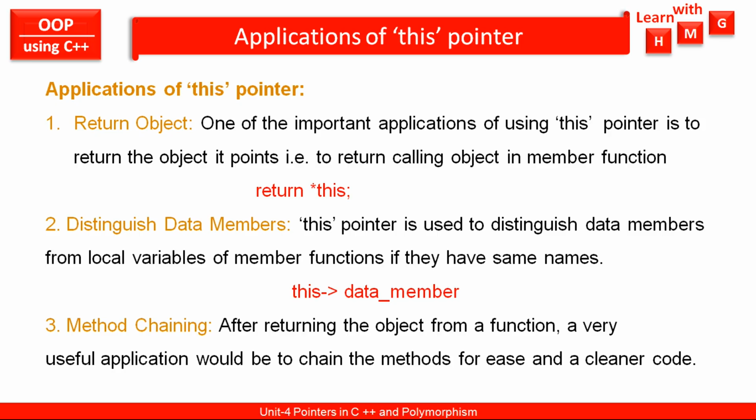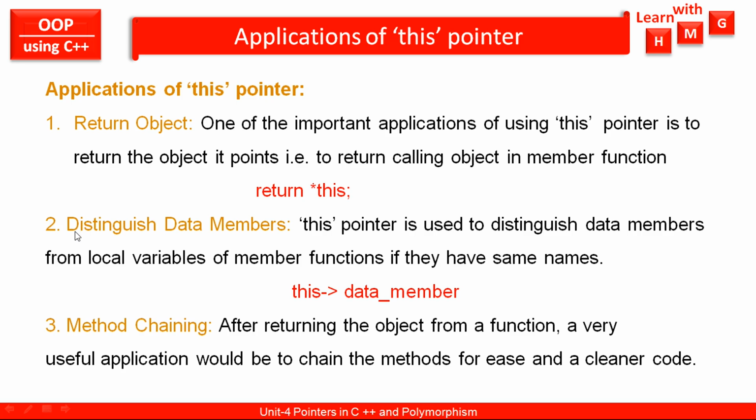So in a member function, you can return the object which calls that member function, that is, the calling object of that particular member function, and this is possible with the help of this pointer. So this pointer is used to return the calling object. The syntax is given here in red color: return star this. That will be your return statement in the member function which is returning the calling object.